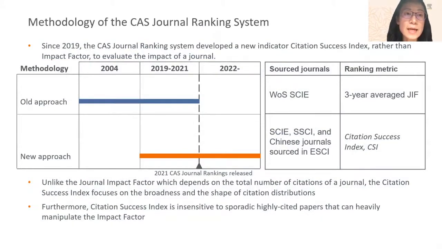So the CAS Journal Ranking System's indicator has evolved over time. Before 2019, there was the old approach, which basically used a 3-year average JIF upon the SCIE index journals sourced from WOS. Since 2019, a new approach was adopted, and the CSI, the Citation Success Index, which I have already mentioned, was put into use. For the past 3 years, these two approaches were used simultaneously. And it is decided this year that in future, only the new approach will be used and applied.